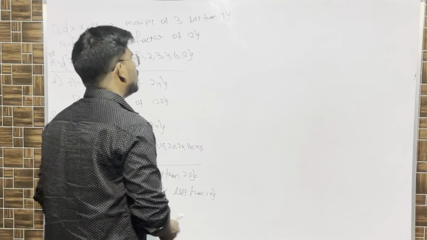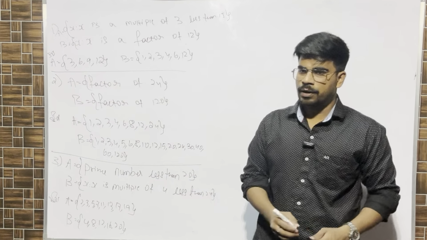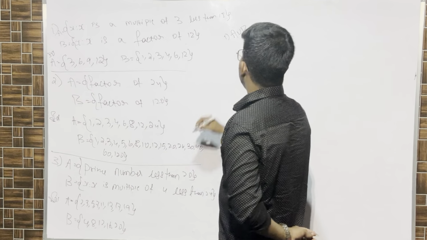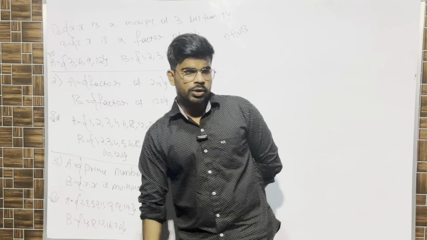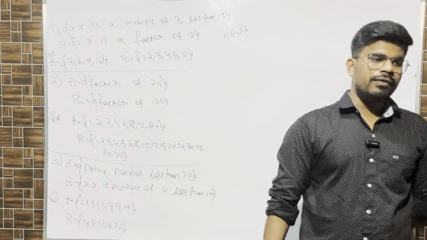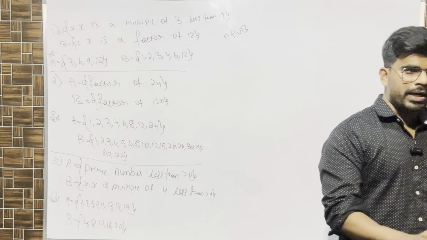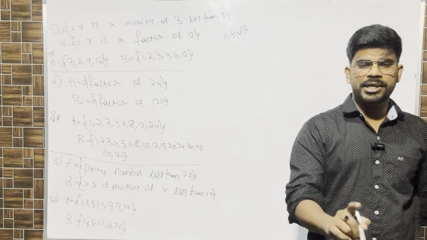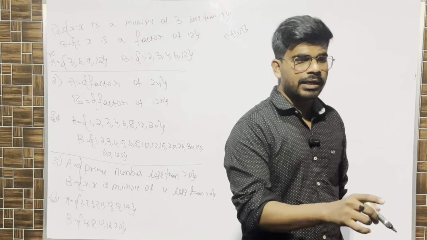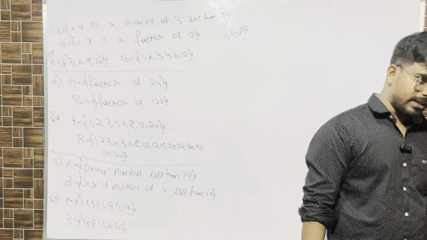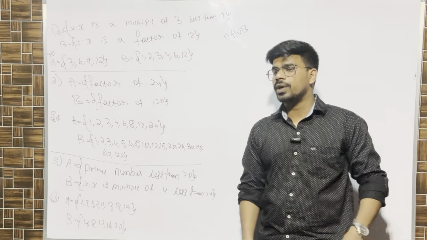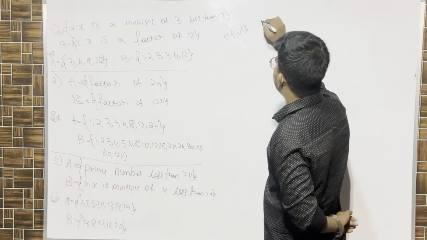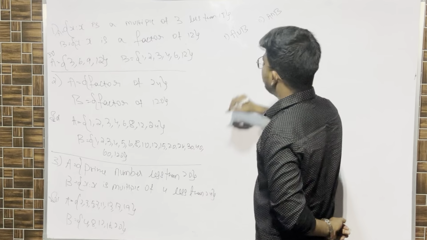Alright. Next. One more important topic here. A union B. U is union. Union in the sense, we have to write the common terms only once, and apart from the common terms, we have to include all the other terms which are not common in both the sets. Intersection, we have to include only the common terms. A intersection B.